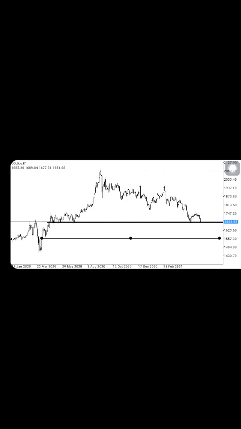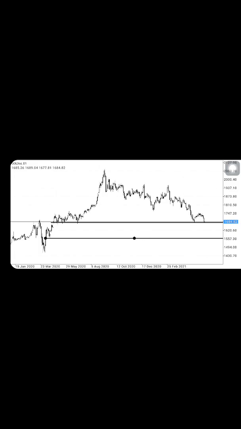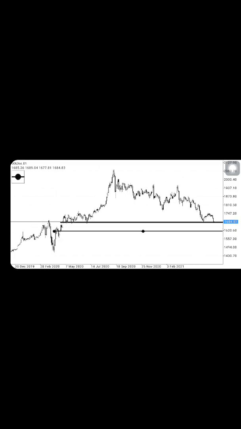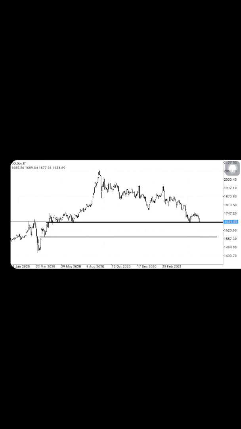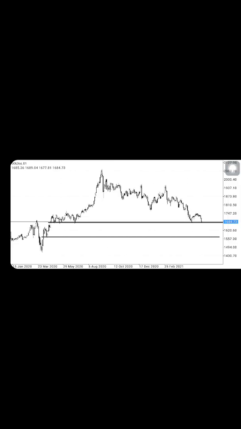Let me just put this here. Let me drag this here. Wait a minute, my chart is freezing. Okay, so I have it here. So that's target number one. If gold breaks this, we are most likely going to go down here. This will be our target.